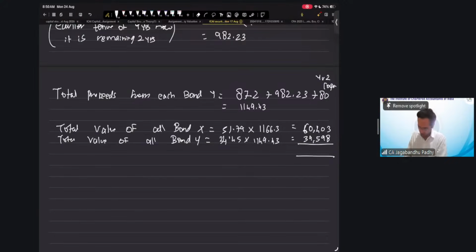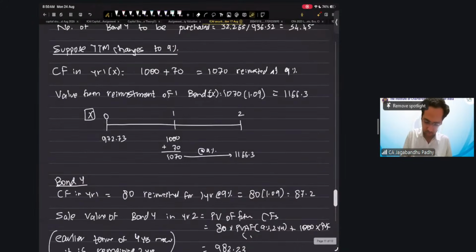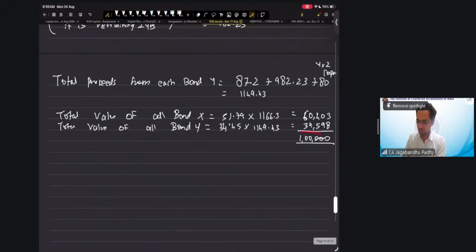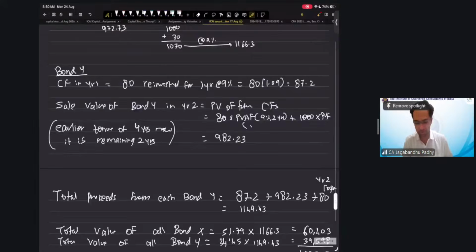60,403. So roughly, if you just translate it, can I say the total maturity is still 1 lakh? So can you see that even after a reduction in YTM from 10% to 9%, we are still able to match our proceeds, which is 1 lakh. This is exactly how the bond immunization functions.